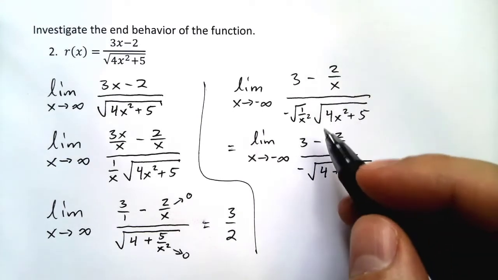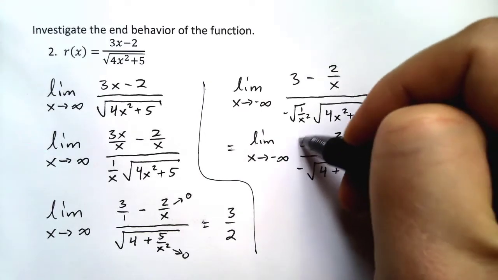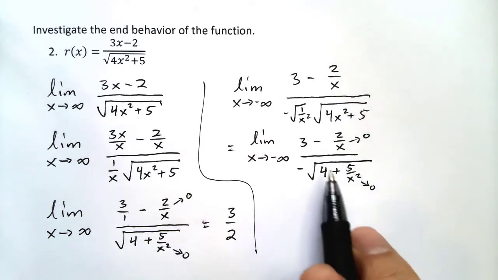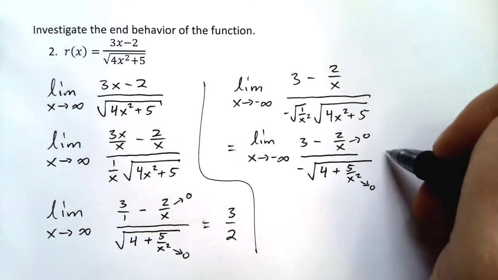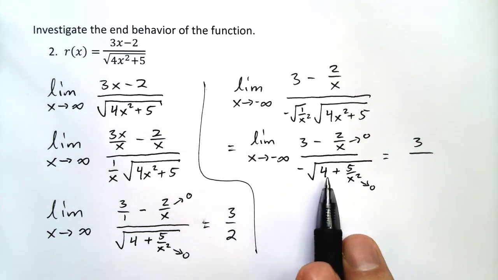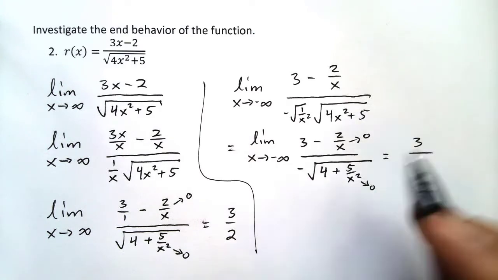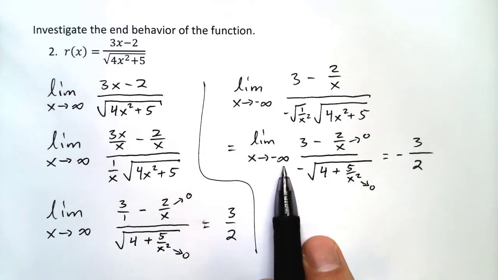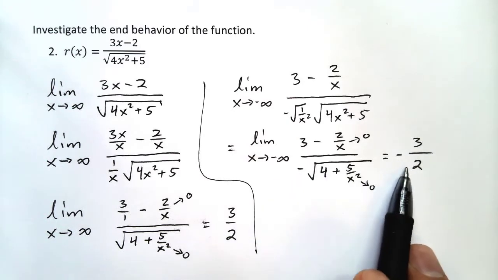Okay, so now we can do the same thing we did before. This stays 3, this goes to 0, this goes to 0. And so what happens? The numerator is going to 3. The denominator is going to negative square root of 4. That's -2. I can just pull that negative sign on the outside. And so we see the end behavior on the left, the limit as x goes to negative infinity, is -3/2.